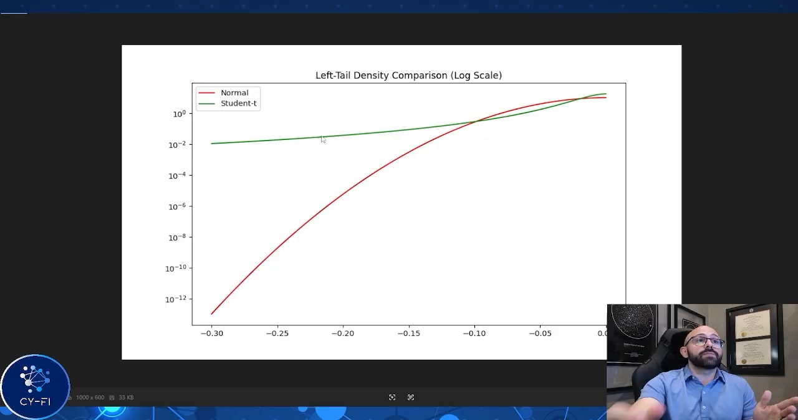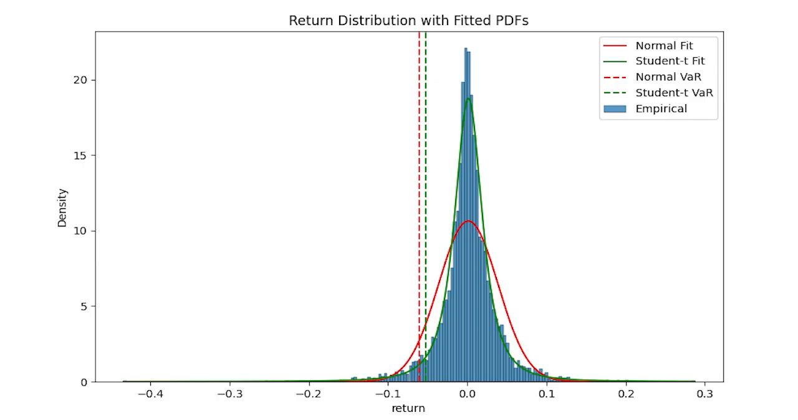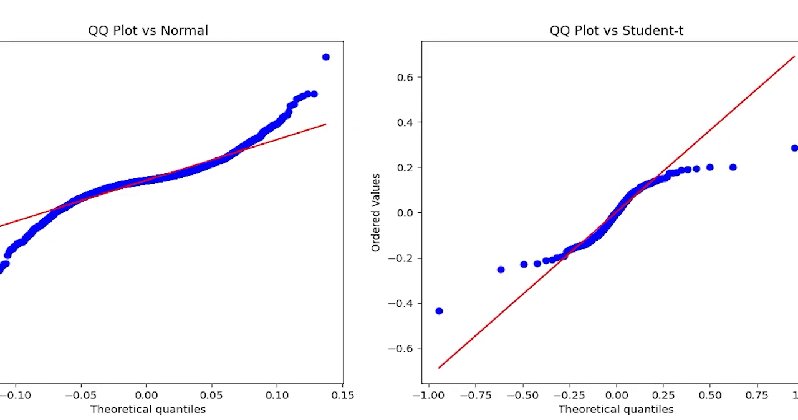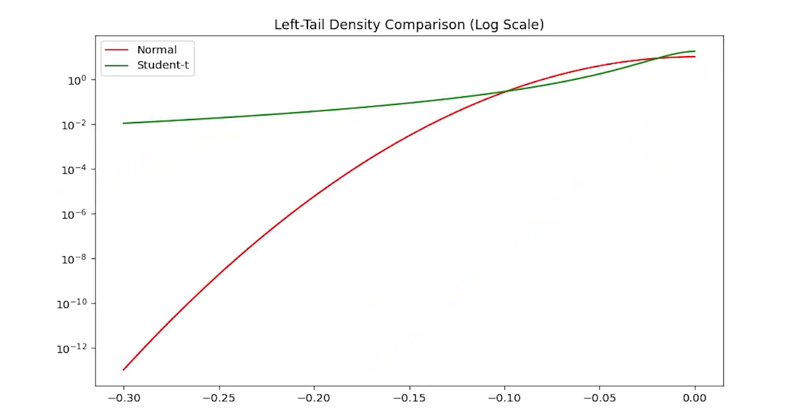So again, this is supporting our theory that the student t distribution is fitting our model far better than the normal distribution. The key takeaway is choosing a distribution is a risk decision, not a modeling preference. Now that we can visualize our data, let's actually go and calculate the risk metrics for VaR and CVaR.